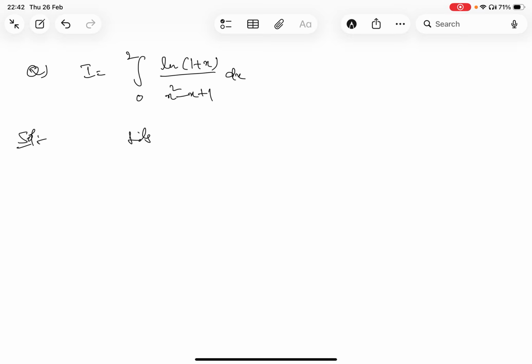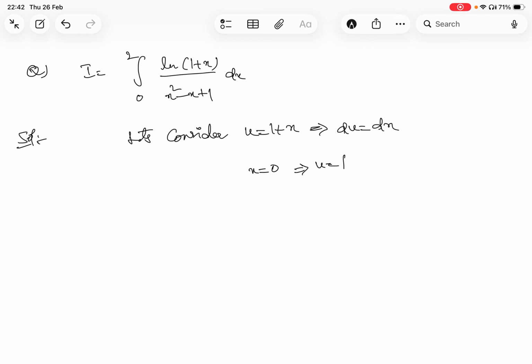So let's consider u = 1 + x. That implies du = dx, right? Now the integration limits: if x equals 0, then u is 1. If x equals 2, then 1 + 2, which is u = 3. Then the denominator is x² − x + 1, right?